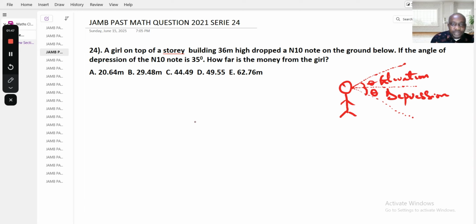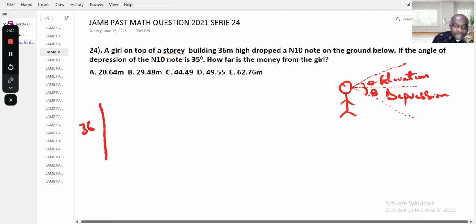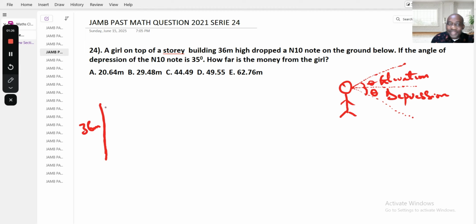Now let's interpret this question. A girl on the top of a building that's 36 meters high. Let's first draw the building. This is the building, isn't it? It is 36 meters high. And the girl dropped a 10 naira note. Let's say the money fell from the top of the building like this.